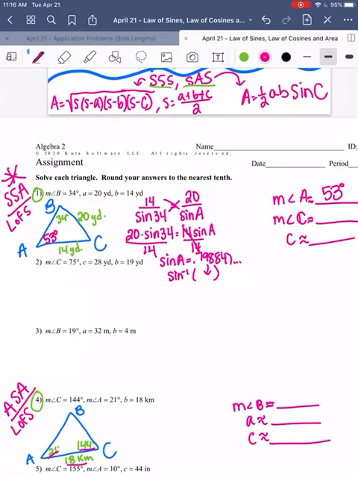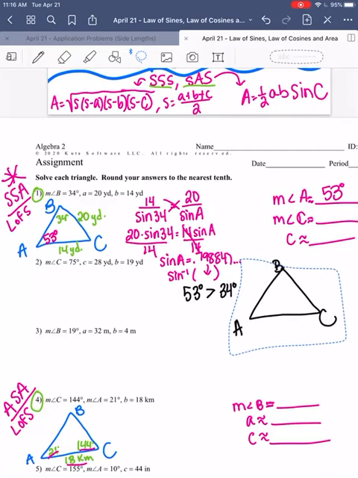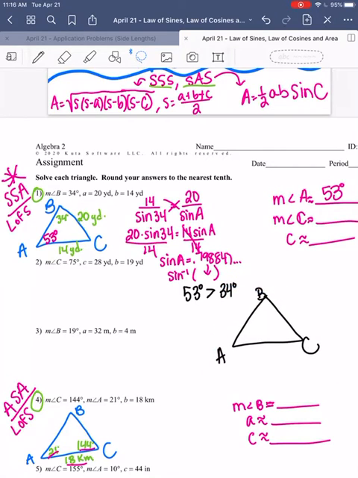Now, I'm going to pause right now, and I'm going to ask myself, is the 53 degrees greater or less than my original angle B that was given to me? Because it is greater than, that means we have a second triangle. Okay, so I'm going to come over here and draw the triangle again. I'm sorry, I'm taking up a lot of room. I'm going to draw the triangle again, and then I'm going to have to rework the problem again.